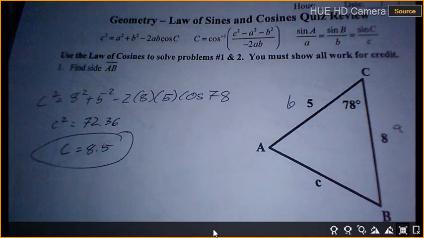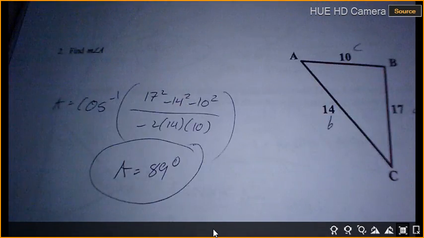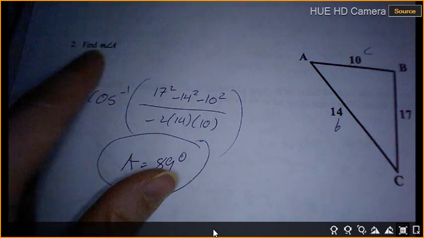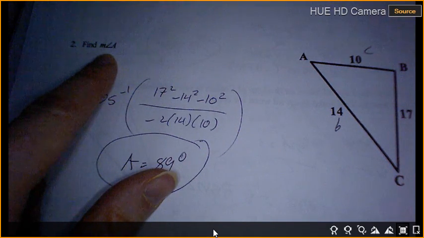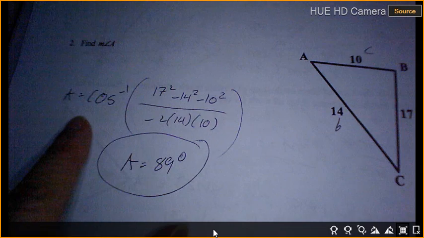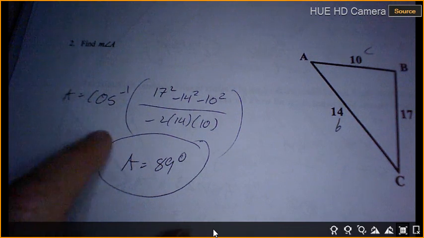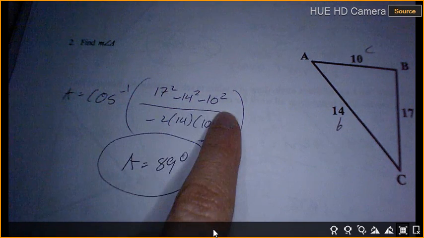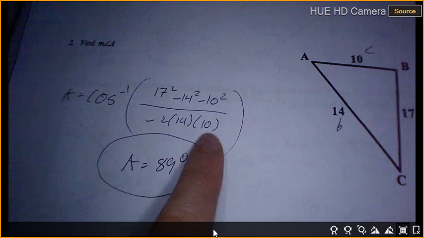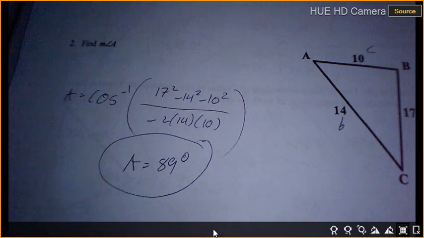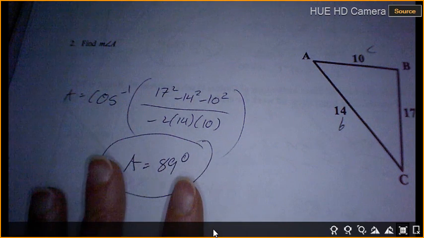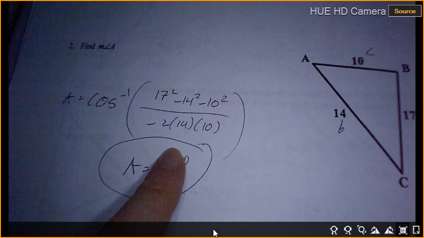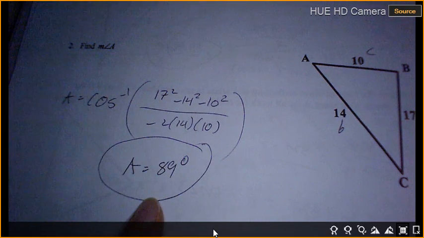Okay. Number 2. I labeled all the sides first. I'm finding angle A, and I knew this by looking at number 2 right here. So I plug this into the angle A formula, which is going to be on the board. I get 17 squared minus 14 squared minus 10 squared, all over negative 2 times 14 times 10, and it's the cosine inverse. I put that all in my calculator at once. Just remember, guys, to hit Control Divide, and it makes the fraction for you on the calculator, and it's really easy. And you get 89 degrees.